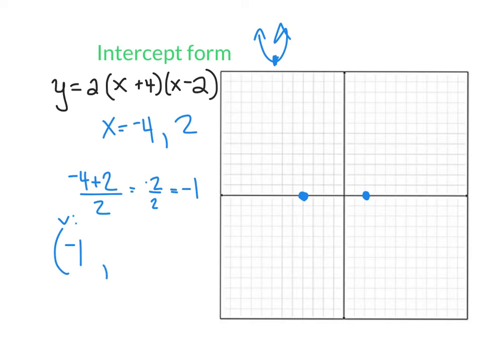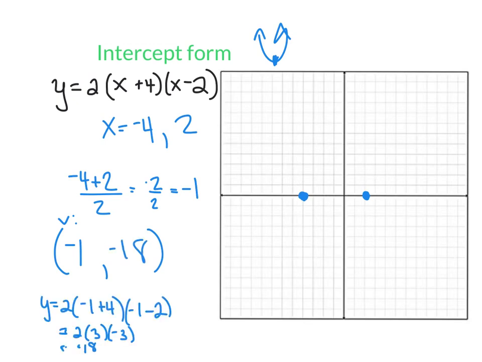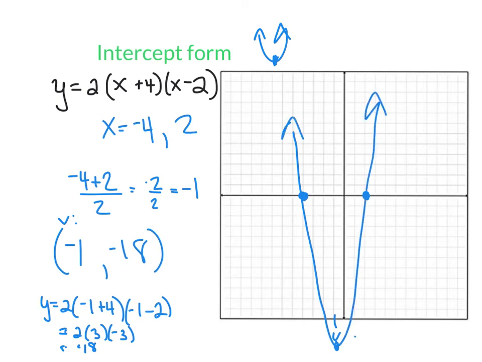And the y-coordinate, well, all I have to do is plug it back into my original function. So when I plug it in, I get -18, which is, of course, way off my graph. It's going to be down there somewhere. So this is not the best sketch, but it's going to be way down there at -1, -18.